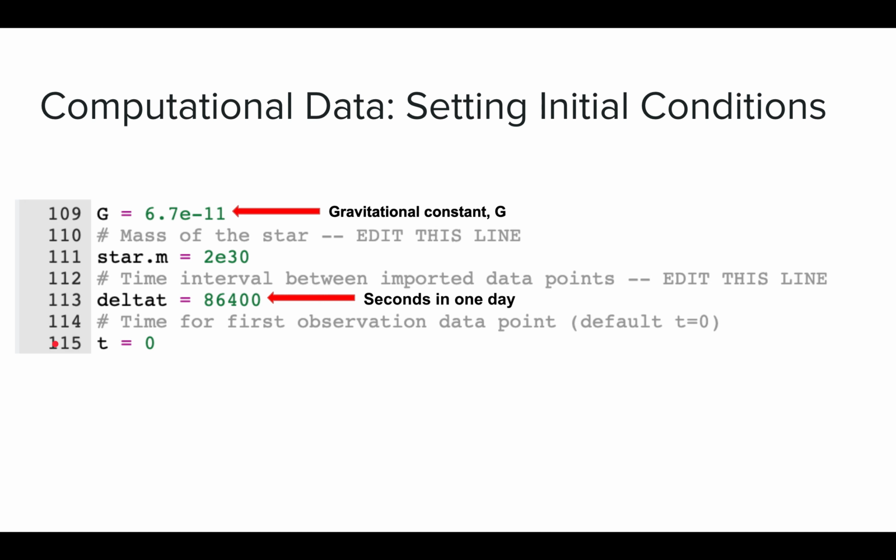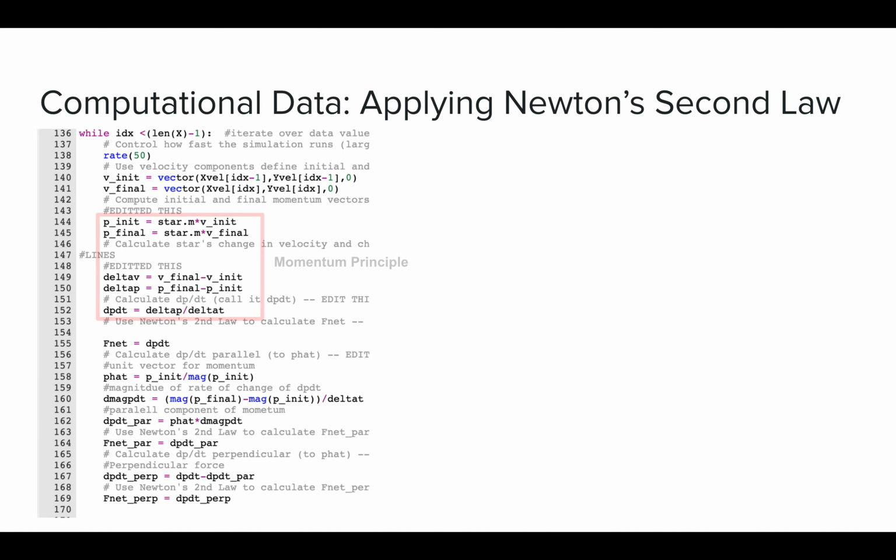Once these variables were added, we then applied the momentum principle to find the initial and final momentum by multiplying the star's mass by the initial and final velocity. That was then used to find the rate of change in momentum by subtracting the initial and final momentum and dividing it by our time interval. And according to Newton's second law, our F net is equal to the rate of change in momentum, which is dp over dt.